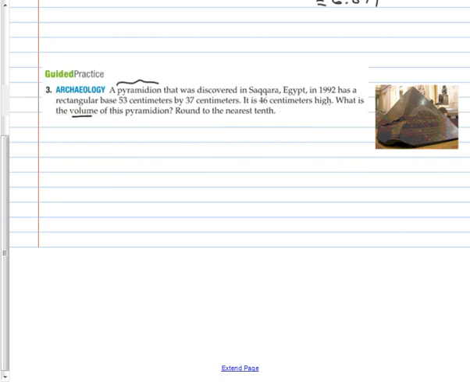Volume is 1/3 area of base times height. So 1/3, how are we going to get the area of the base of this thing? Length times width. 53 times 37. It's a rectangular base, and 46 centimeters high. Nearest 10th. Volume: 30,068.7.